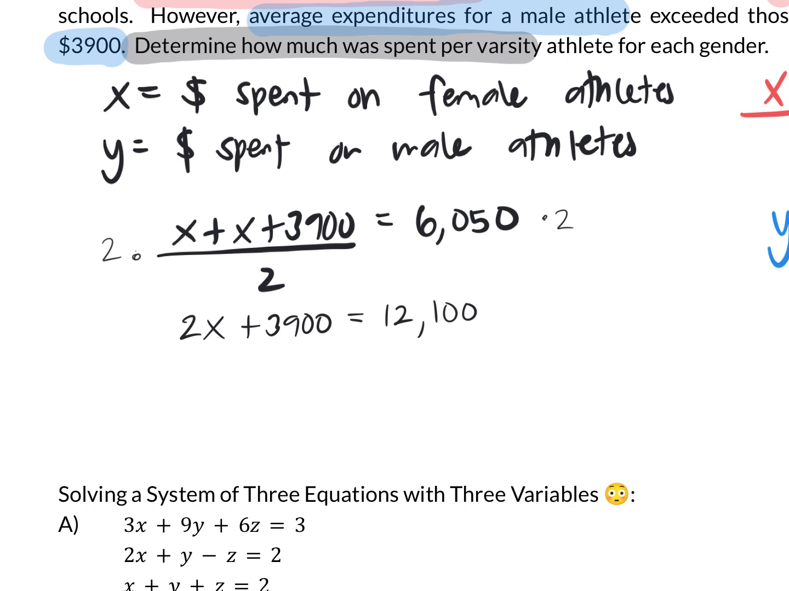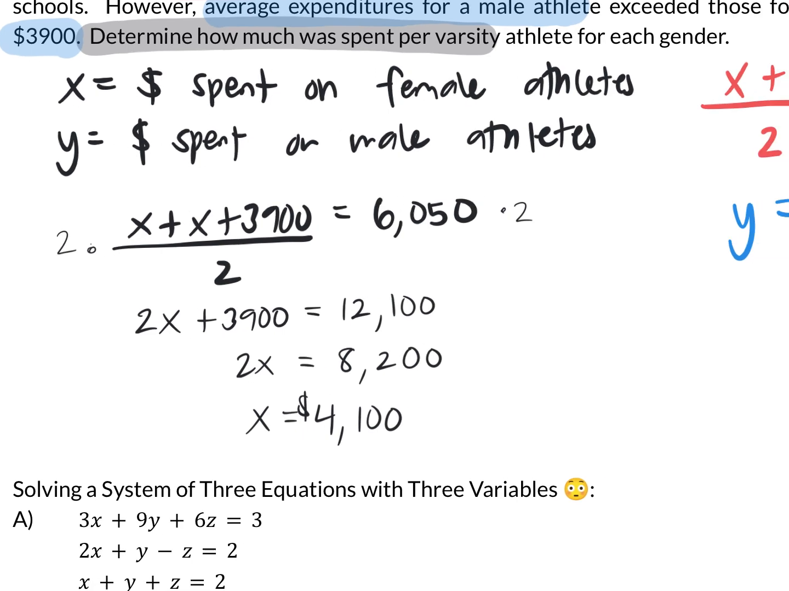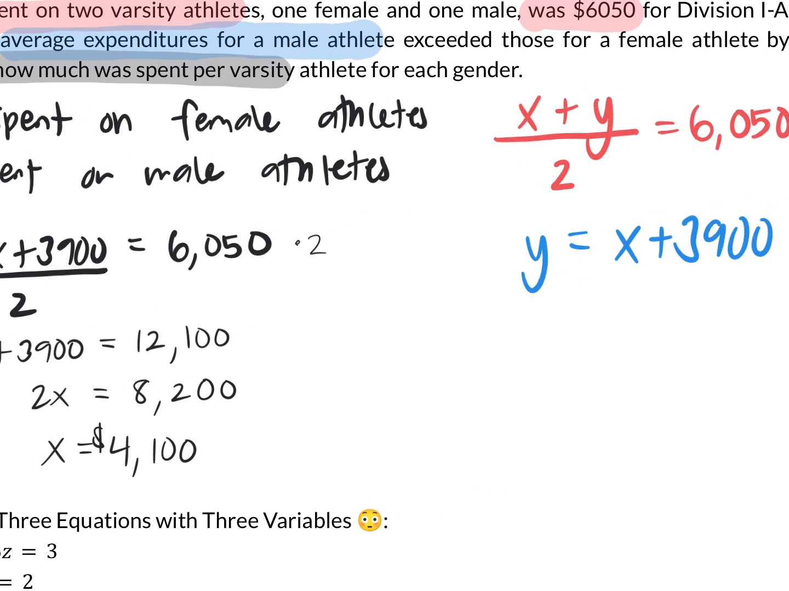I subtract 3,900 over, and I get 8,200. And divide by 2, we get 4,100. Okay, and then my Y value, I'm plugging in 4,100 plus 3,900 to give me a total of 8,000.